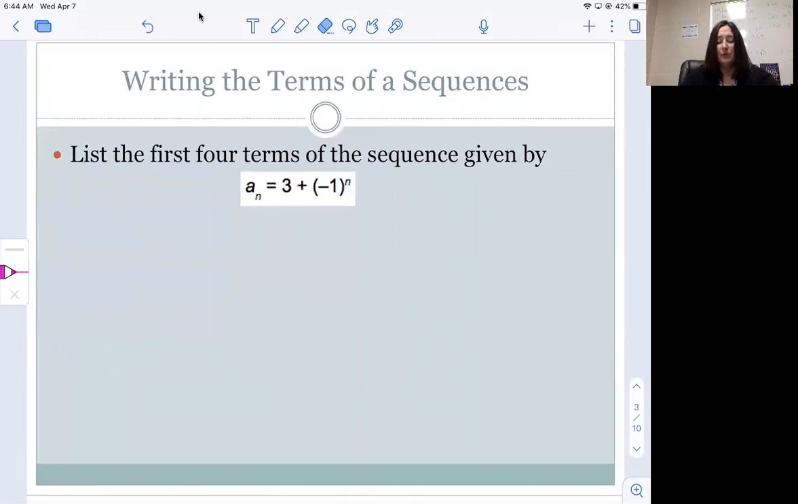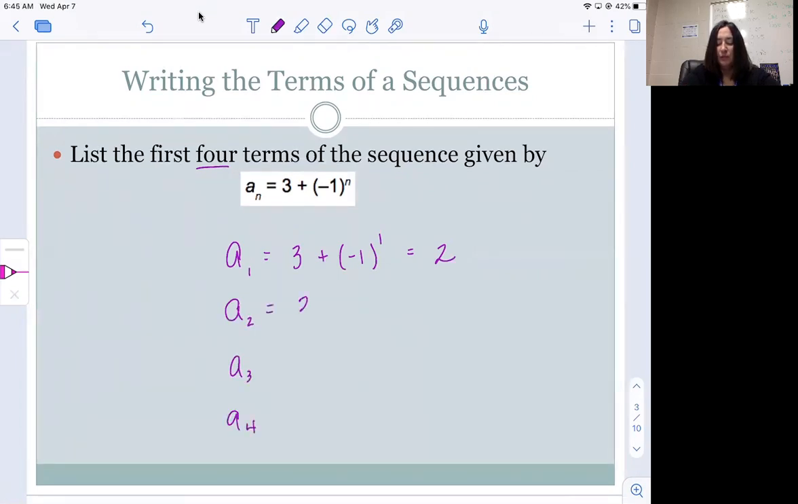When you're trying to find a sub 1, you plug in 1 for n. In this case, we'd have 3 plus negative 1 to the first power, which gives me the first number of my sequence, 2. It's asking for my first 4, so I would also need a2, a3, and a4.